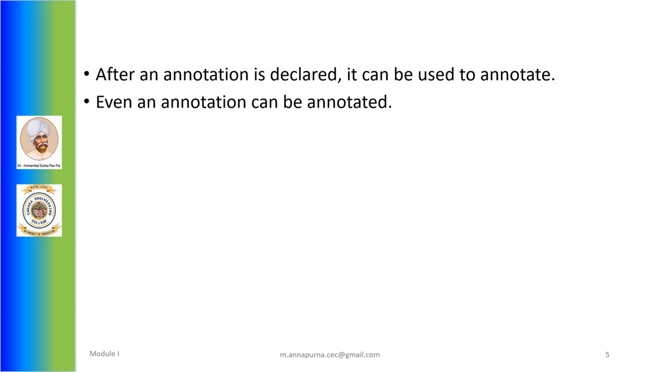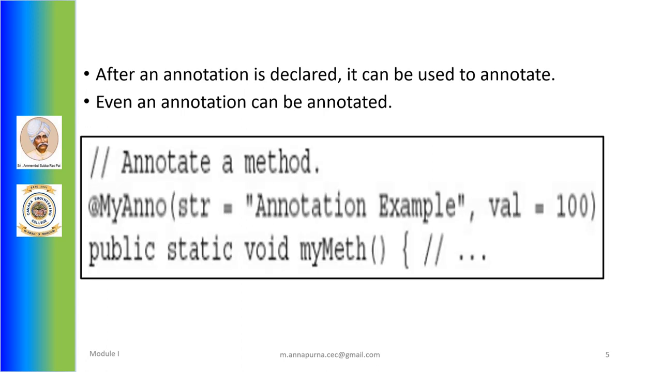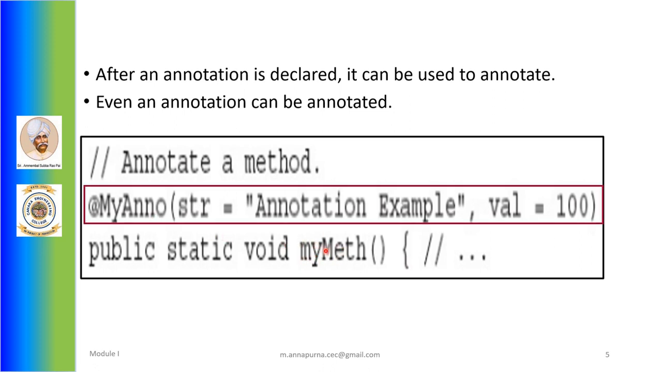When an annotation is being applied, we need to give values to its members. We will understand this with a code snippet. Here is an example code snippet where annotation MyAnno is being applied to a method declaration myMeth. This annotation is declared with the method myMeth, and the name of the annotation, that is MyAnno, is preceded by an @ symbol and is followed by a parenthesized list of member initializations.